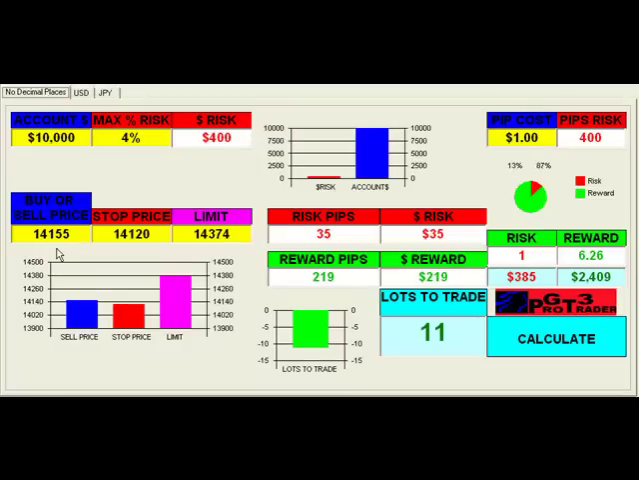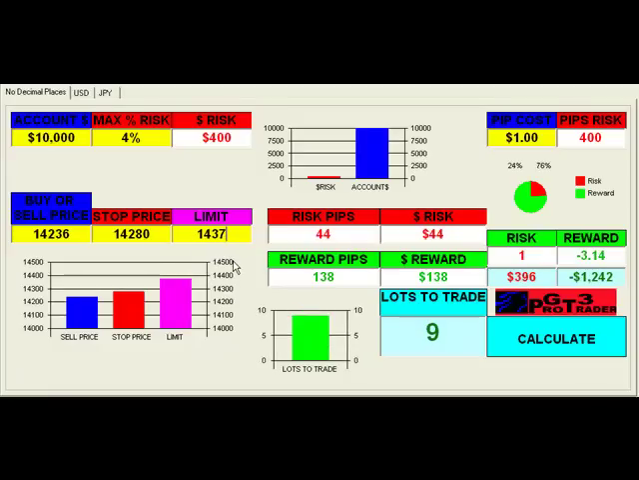We have input the numbers 1, 4, 2, 3, 6. And now at the stop box, we are inputting 14280. And our limit price is going to be 14125. Now we have all the correct information we need for this particular trade, and we go to the far right-hand corner and click the Calculate button.